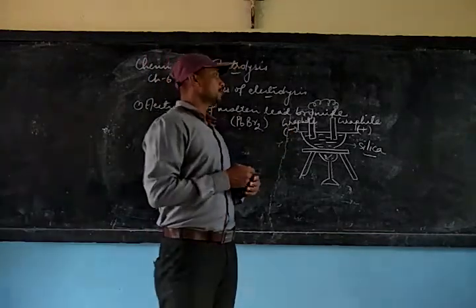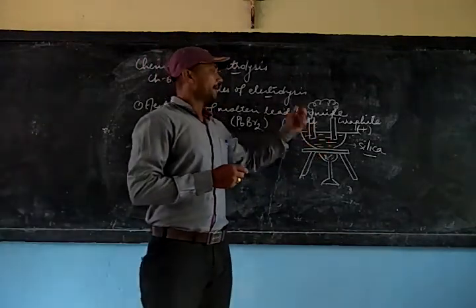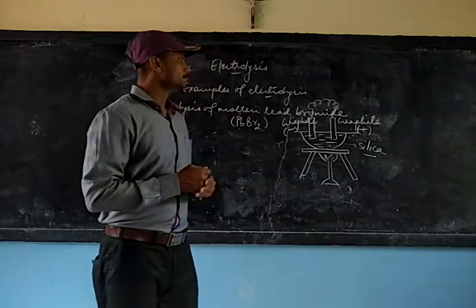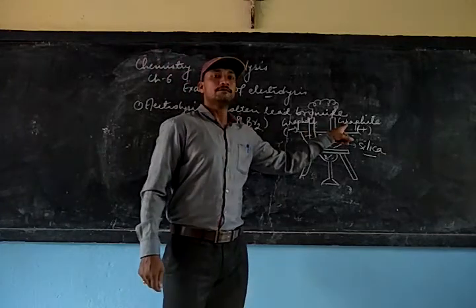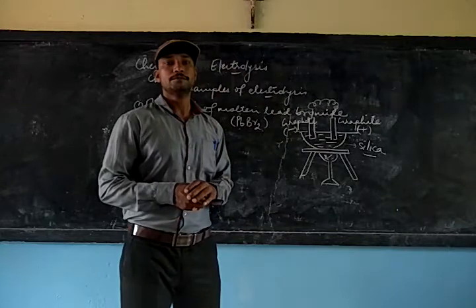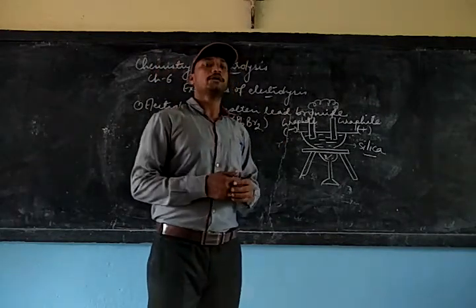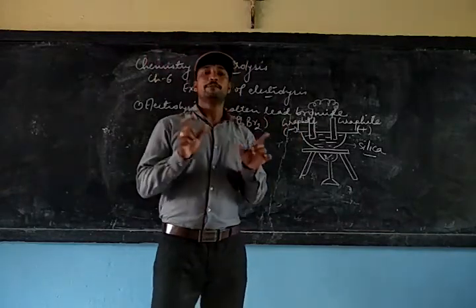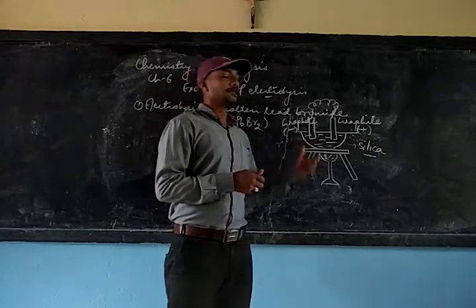Now let us see what will happen when we pass electric current with the help of the battery. You can see the two electrodes are also taken, which are made of graphite. Graphite is an inert electrode which we prefer to the other inert electrode like platinum, because graphite will not be affected by the bromine vapors that may be released during the electrolysis process.